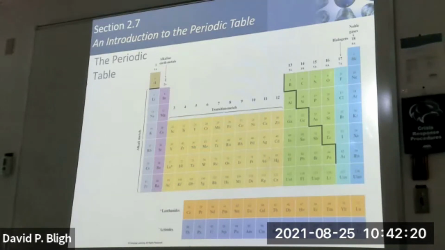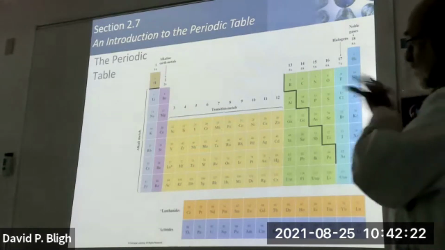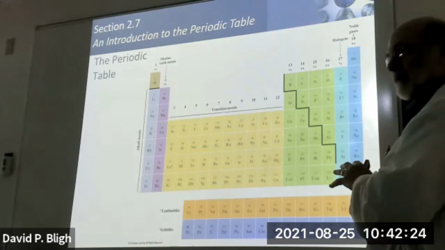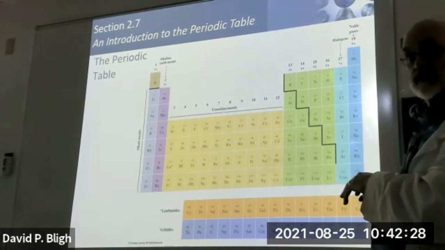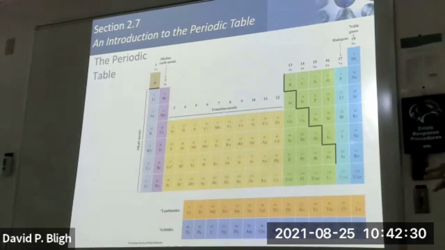But eventually we're going to understand why the periodic table is arranged this way. It has to do with the electronic structure of atoms. So once you start drawing the electronic structure of atoms, we can use the periodic table to do that. If you know where the element is in here, you can write its electronic structure.